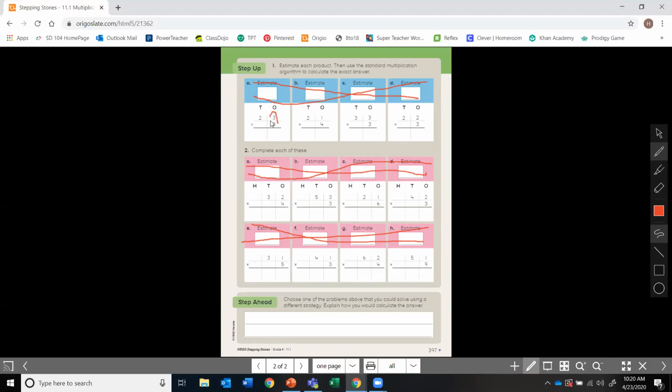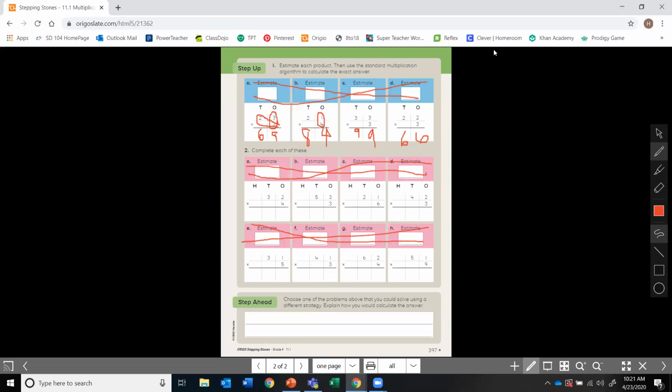My first step is to do 3 times 3, which I know is 9. My second step is to do 3 times 2, which is 6. So my answer should be 69. Remember, you're multiplying the 1s, and then you're multiplying the 1 with the 10s. So 21 times 4 for letter B. 1 times 4 is 4. 4 times 2 is 8, which is 84. I'm going to stop talking for a moment, and I would like you to please try letter C and letter D on your own, and when you come back, you will see the answers to check.